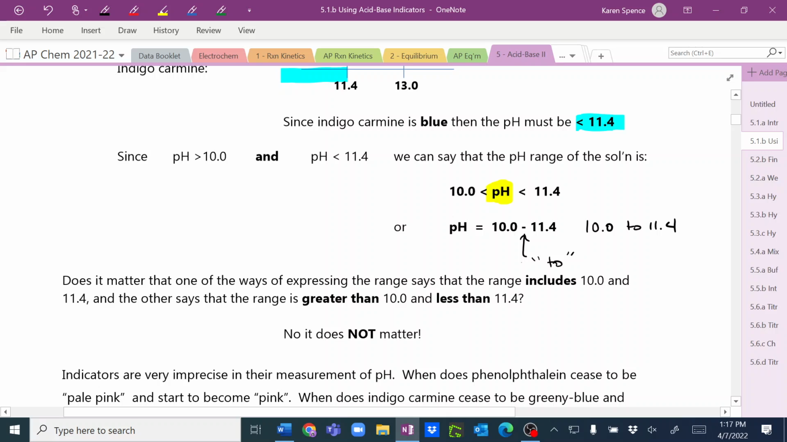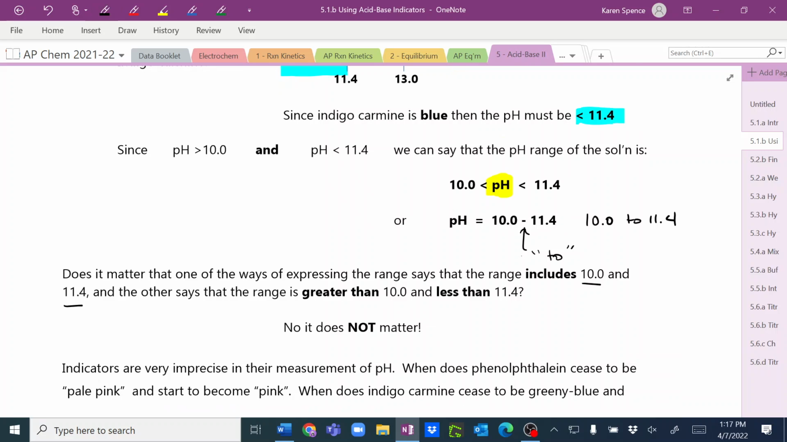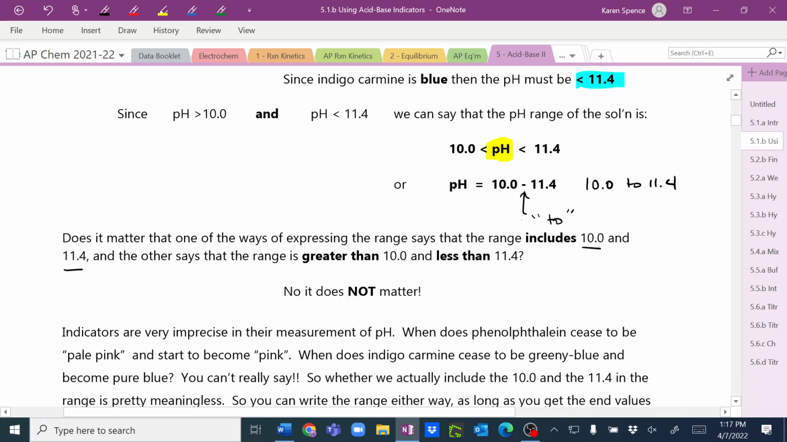Does it matter that one of these ways of expressing the range includes the 10.0 and the 11.4, and one says that it's greater than 10.0 and less than 11.4? No, it doesn't really matter, because it's really hard to say when phenolphthalein, for example, stops being really, really pale pink and starts to become really pink, right? When does it stop being really pale pink and start being colorless? Visually it's hard to tell. So we're not going to get too wound up, as long as you've got those numbers at the endpoints of that range, okay?